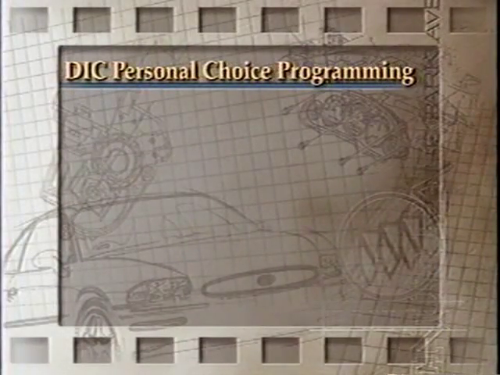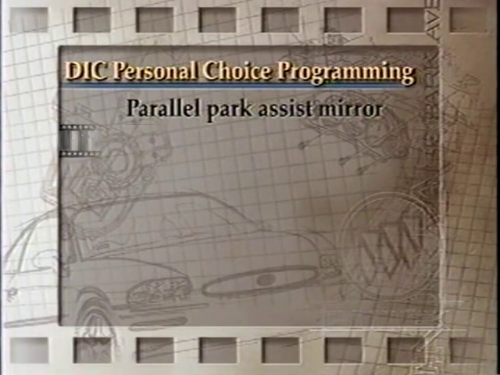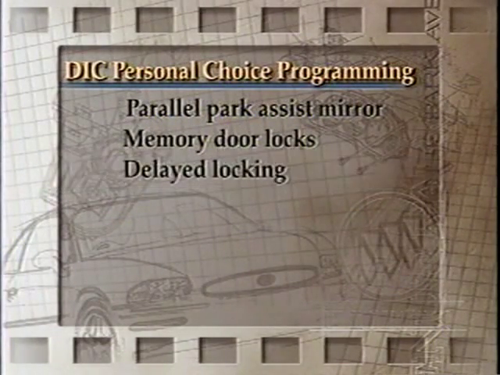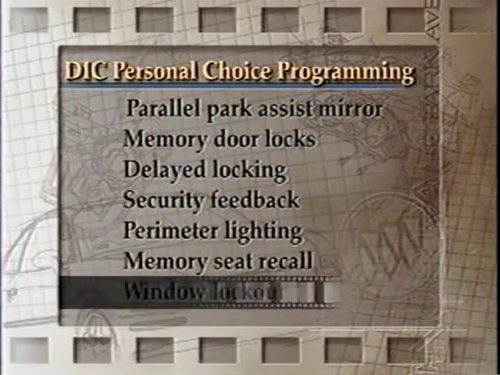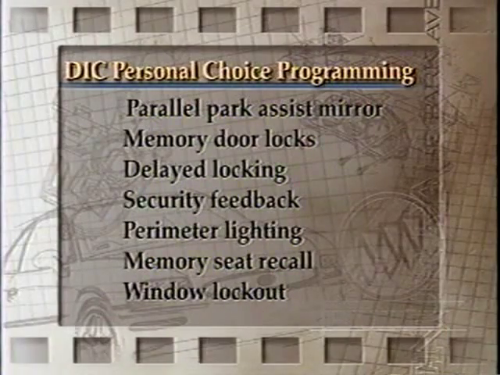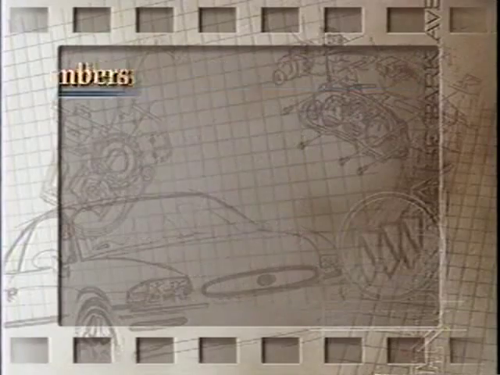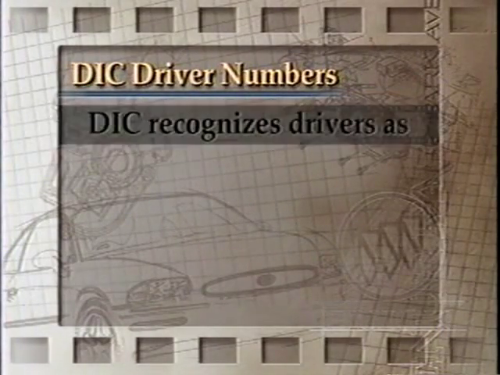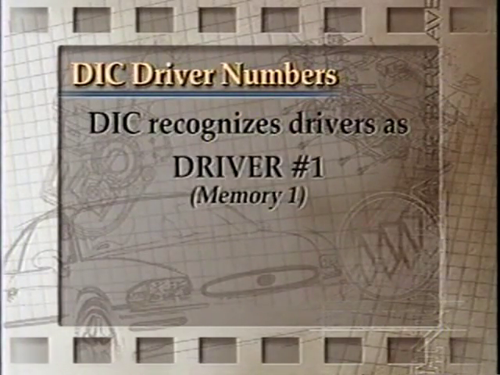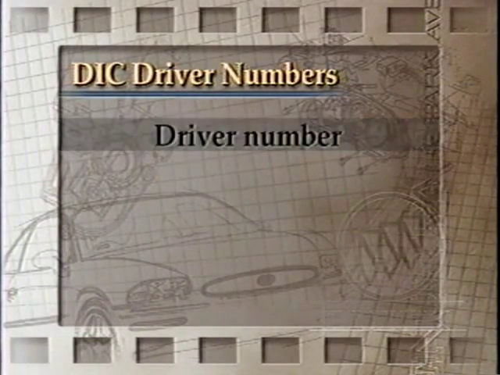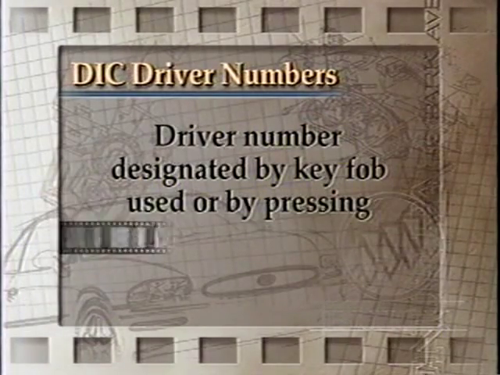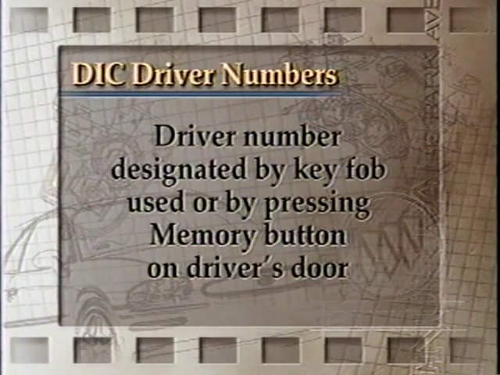The Driver Information Center can also be used to program an impressive list of personal choice features for 2 drivers. Be sure to demonstrate how to program these features for each driver and show customers where to find instructions in the owner's manual. To begin, customers need to understand that the Driver Information Center recognizes drivers as Driver 1 and Driver 2. The car knows which driver is in the car by the key fob used to unlock the doors, or the driver may press the Memory 1 or 2 seat control button.